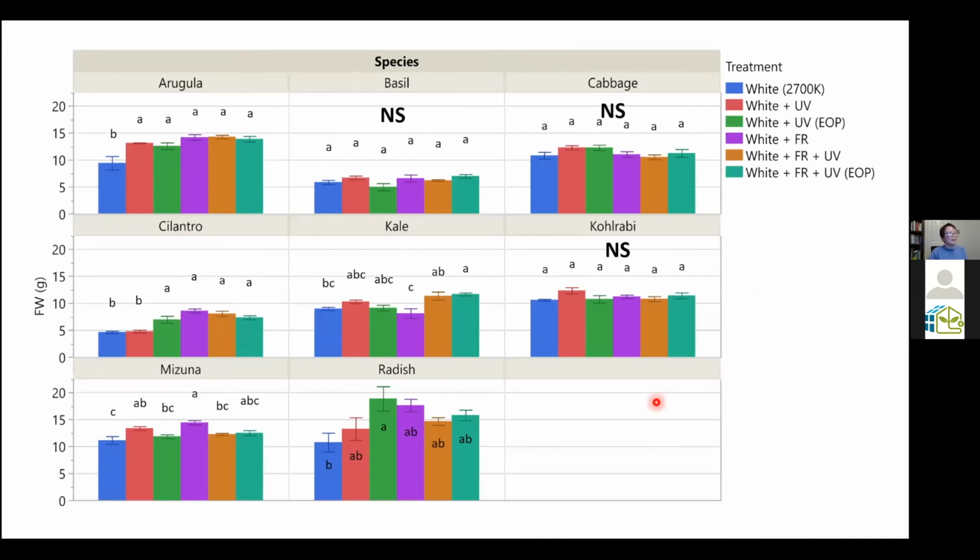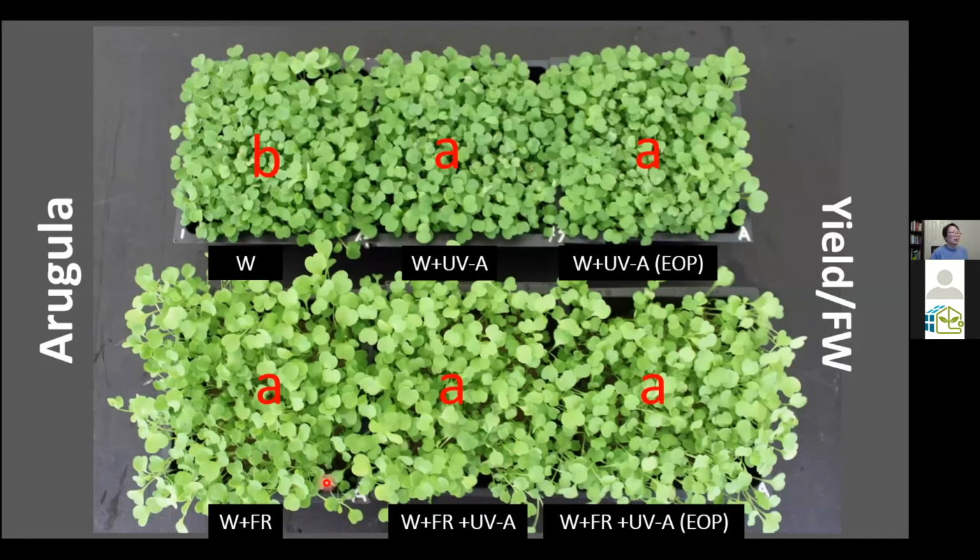And if we look at the data, here is the fresh weight for arugula, basil, cabbage, and kohlrabi. We see that for these 3 species, basil, cabbage, and kohlrabi, the spectrum treatment didn't affect the yield at all. And if you look at the yield, it is obvious that it's variety dependent. Some, like basil, are very small, and radish is very tall and with a high yield. For the spectral effect, for example for arugula, in this experiment we found that the white resulted in the lowest yield, but it's not all the same for the other treatments. There's a tendency that the white is lower, but in the repeated study, it's not always the same. Next, if we look at the photo, this is arugula.